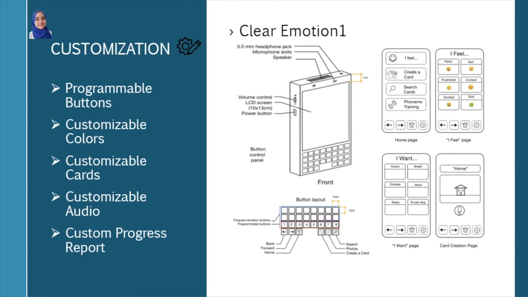As for customizable audio, the Clear Emotion 1 has a built-in library of the 12 most common spoken languages in Canada. The device also allows for user-generated cards as well as user-recorded audio clips to be used. Due to customization, the user can faster navigate through different pages to select their desired emotion. Additionally, personalized user cards ease the process of conveying emotions, especially in the cases of frustration, sadness, and anger.